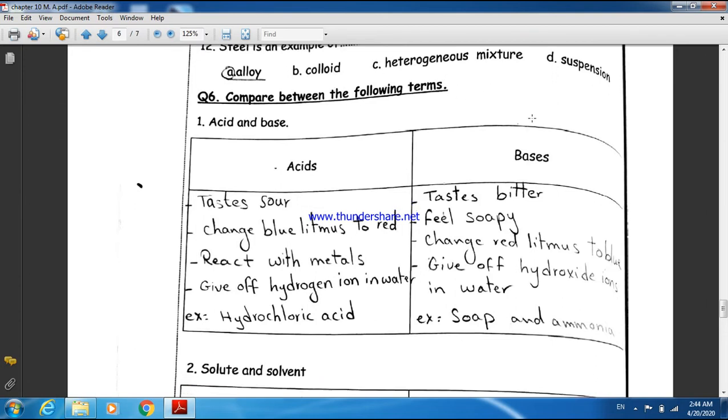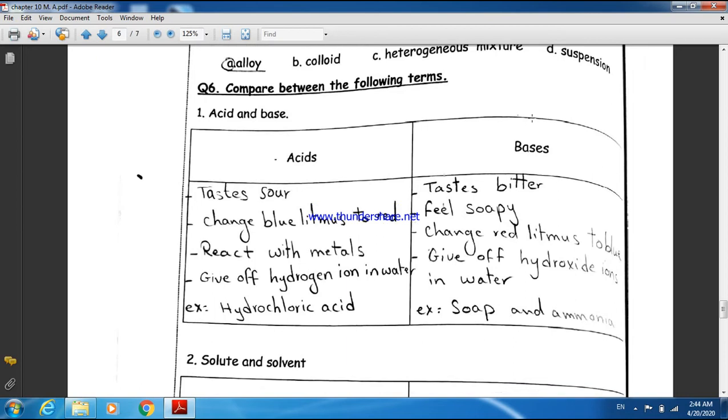Now, what about the comparison? Compare between the following terms. This is question 6. What about the comparison between acids and bases? So we will concentrate on the properties of acids and bases.